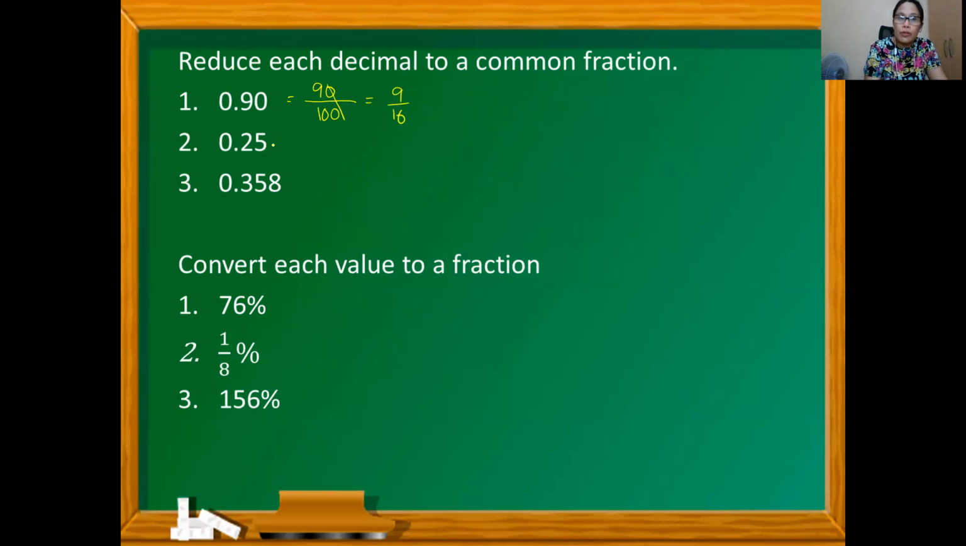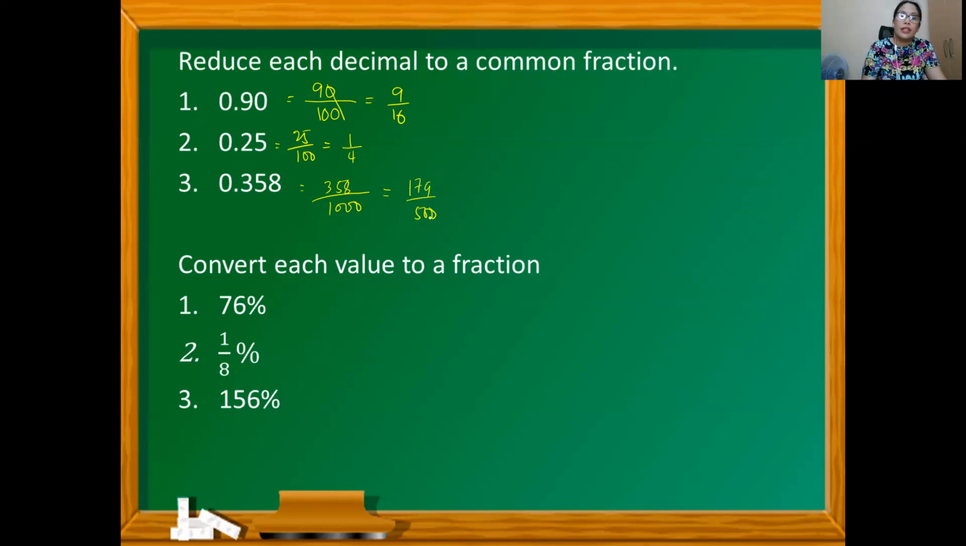Likewise, for 0.25, this is 25 hundredths, and we divide both numerator and denominator by the greatest common factor to simplify that, so we have 1/4. And then this is read as 358 thousandths. So I guess the greatest common factor between the numerator and the denominator is 2. So as we divide both by 2, we have 179 over 500.